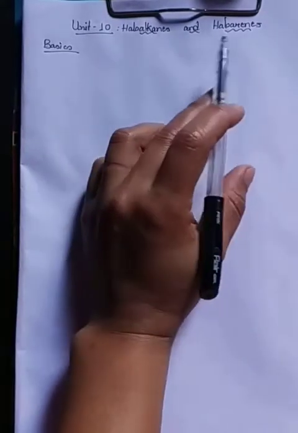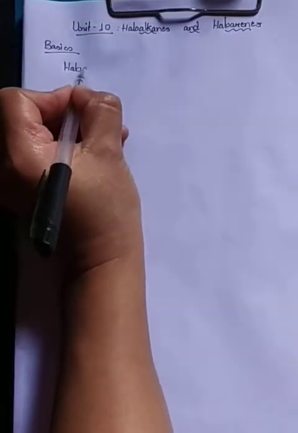Hello everyone, in this video I'll be explaining the chemistry chapter of class 12, unit 10, haloalkanes and haloarenes. Firstly, moving into the chapter, let's do the basics first. Now, haloalkanes and haloarenes.